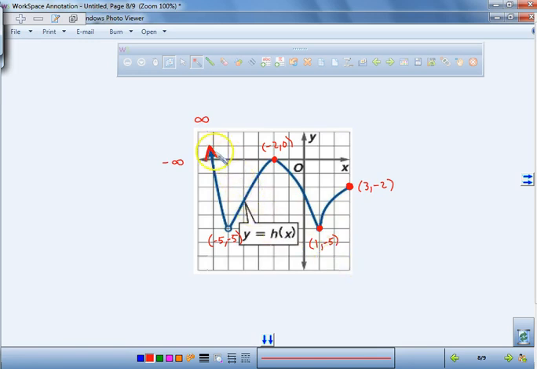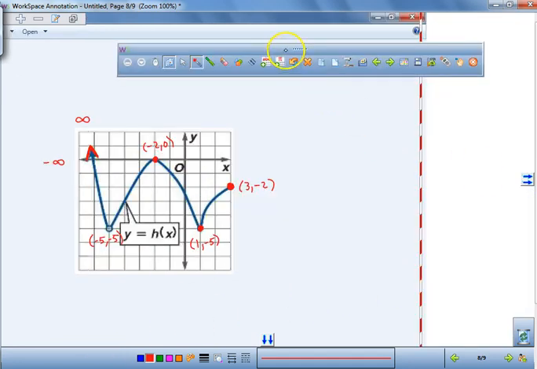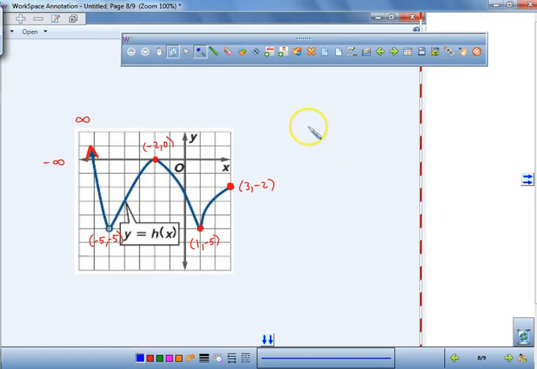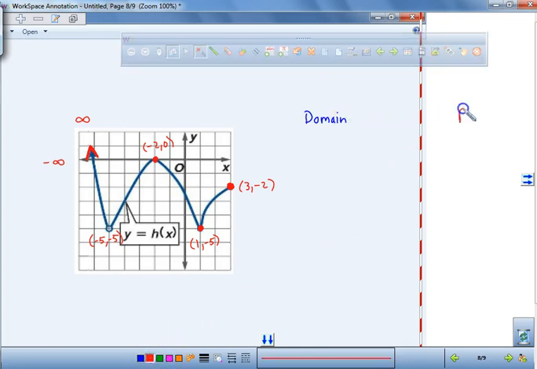Everything else, it doesn't matter if you go a little bit off. It's okay. It doesn't have to be perfect, but it needs to be looking something like that. Okay, so what we're going to talk about here is the domain and the range of this guy. All right, so put domain. Not domain, sorry, my bad. And then we'll put range. All right, domain and range.